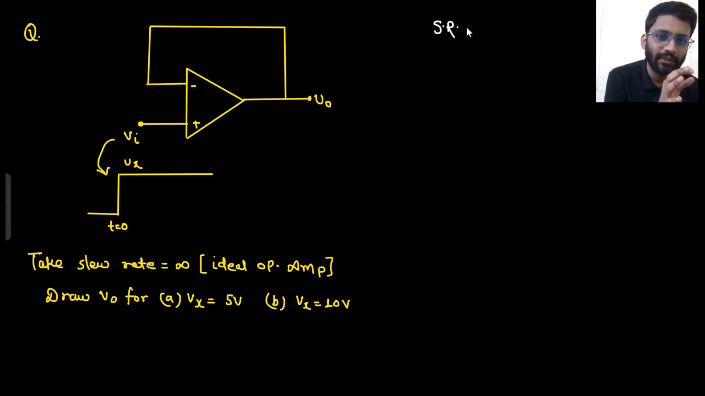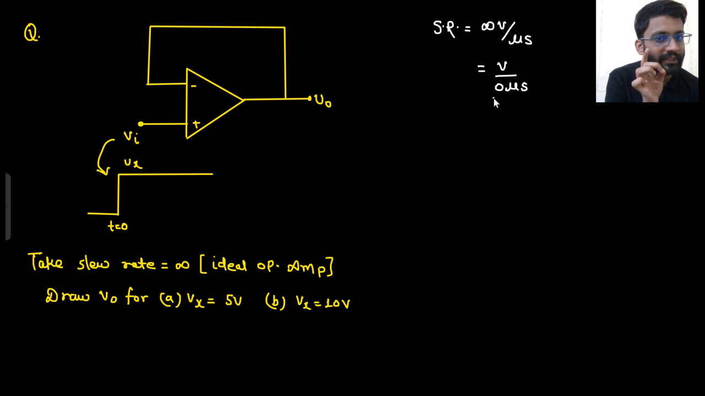So slew rate is equal to infinity volt per microsecond. So it can be some voltage per 0 microsecond. Say yes or no. So what does it mean? It takes the OpAmp 0 microsecond to reach any particular voltage. The OpAmp can reach any particular voltage in 0 microsecond. This is what it means.